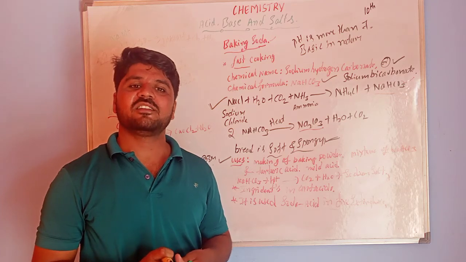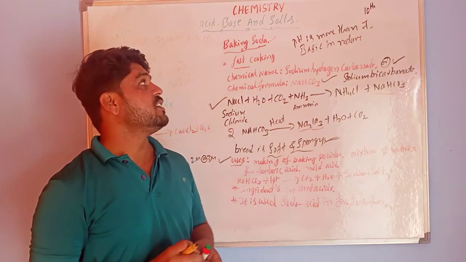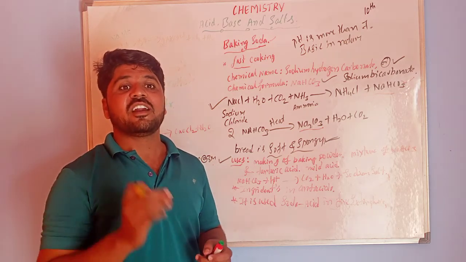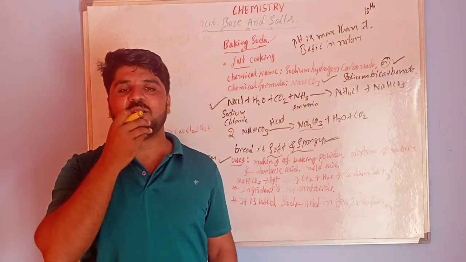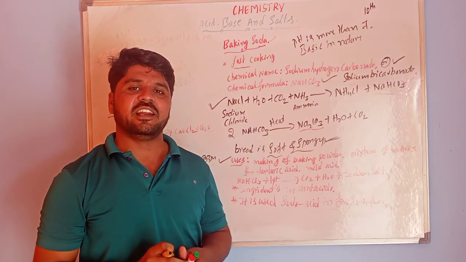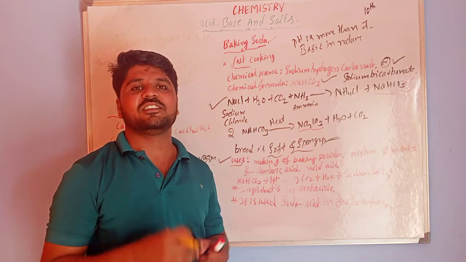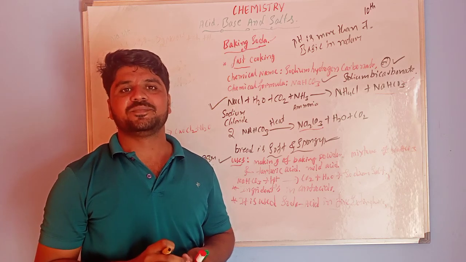Okay, in the next class I will discuss washing soda. That is one more chemical compound, using common salt as a raw material. We will discuss that tomorrow. That is washing soda. Washing soda.